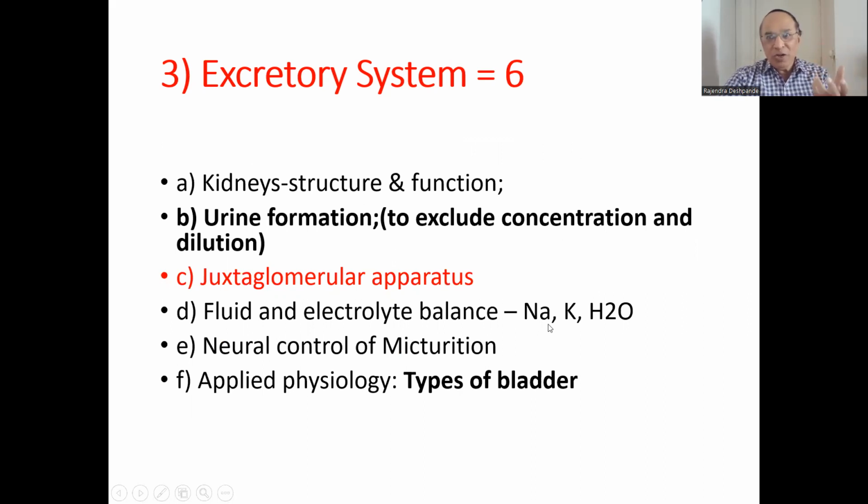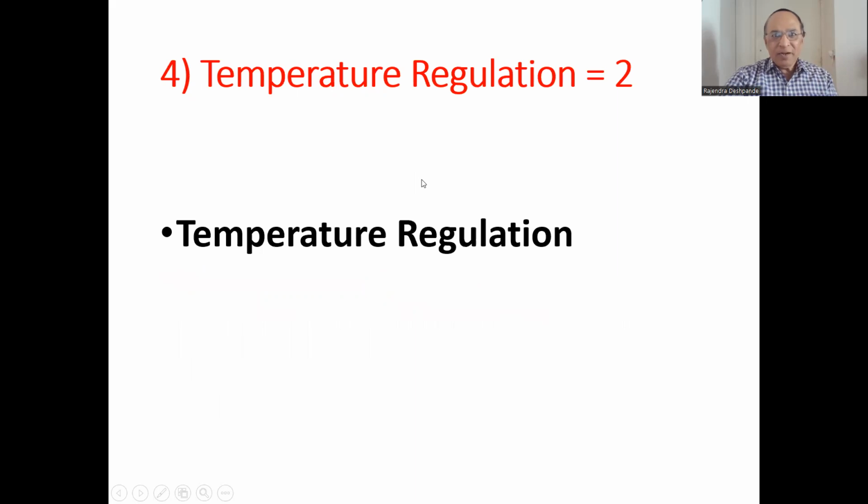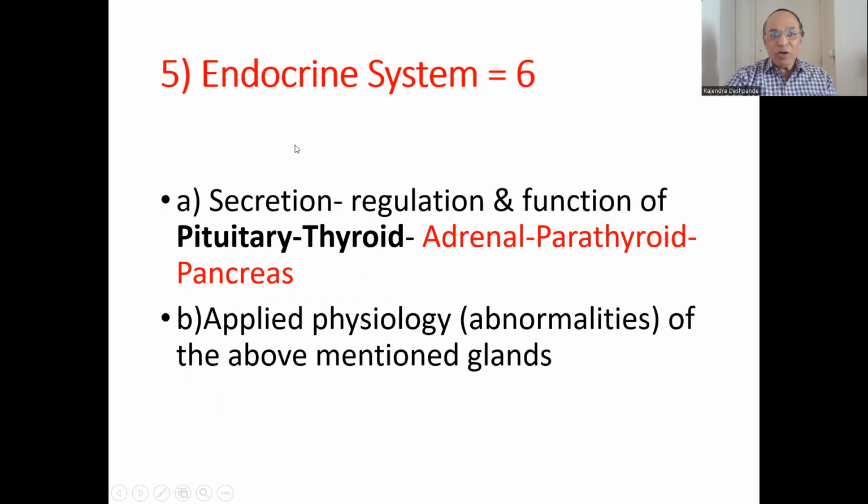Juxtaglomerular apparatus, fluid and electrolyte balance, neural control of micturition, applied physiology; there are different types of bladder, for example, atonic bladder or overactive bladder. Temperature regulation, this is also an important topic for examination purposes. Endocrine system, secretion, regulation, and function of pituitary gland.